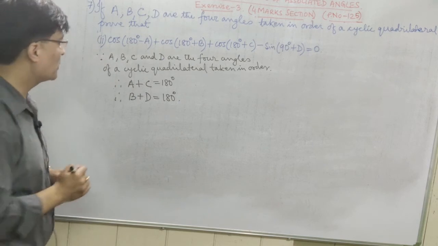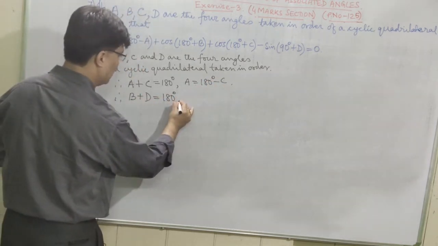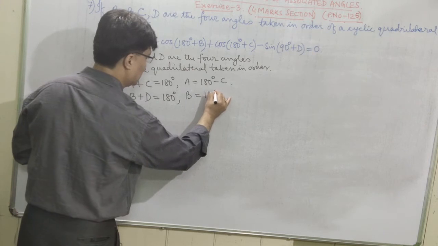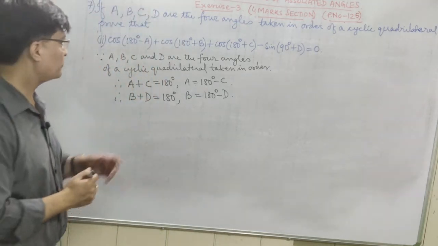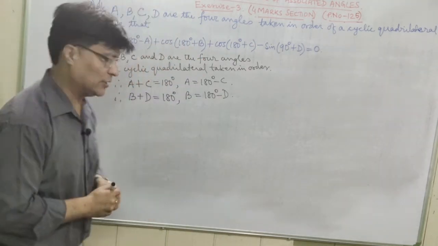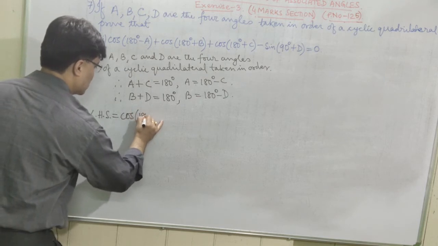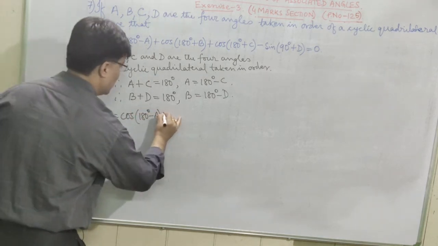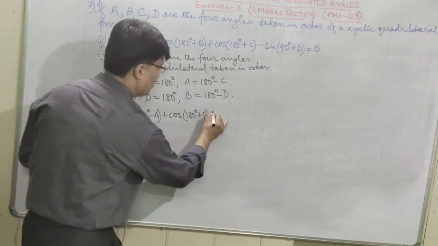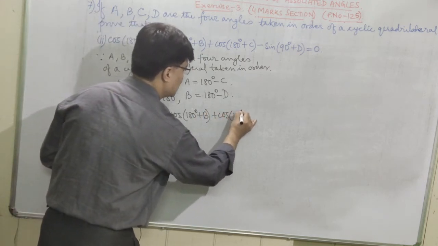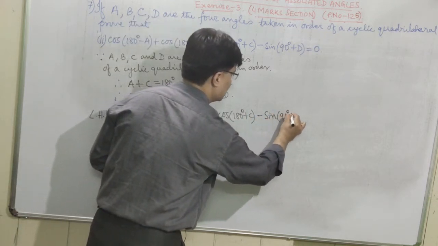Is it clear now? Next, from here get the value for A. It is 180 degree minus C. And from here get the value for B. It is 180 degree minus D. Okay. So we have got both the values of A as well as B. Now let us prove this LHS is equal to RHS. So now let us write LHS is equal to cos 180 degree minus A plus cos 180 degree plus B plus cos 180 degree plus C minus sine of 90 degree plus D.